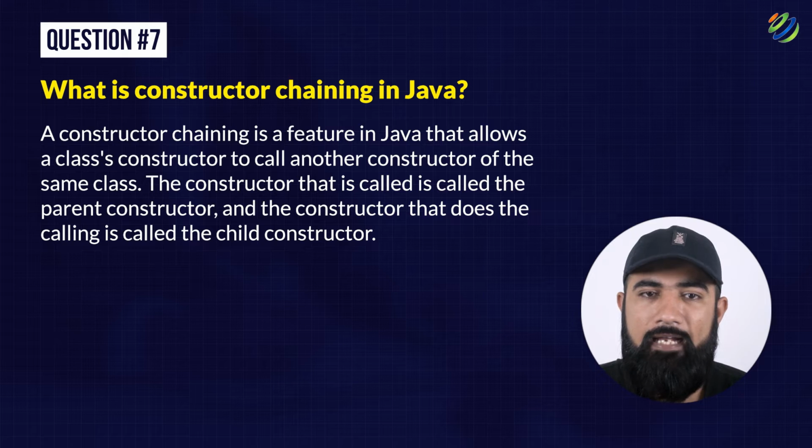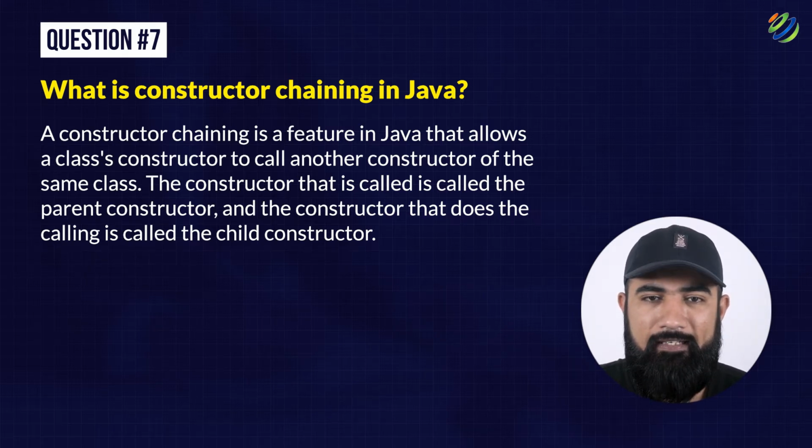The constructor that is called is the parent constructor, and the constructor that does the calling is called the child constructor.